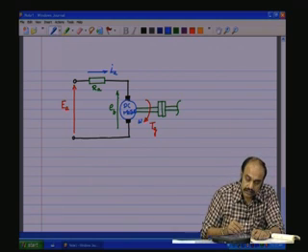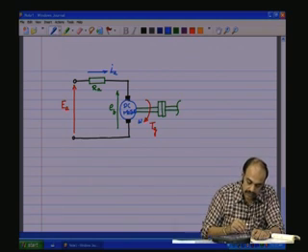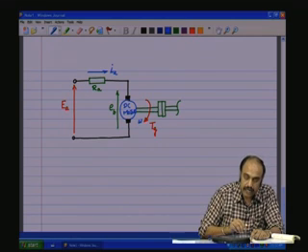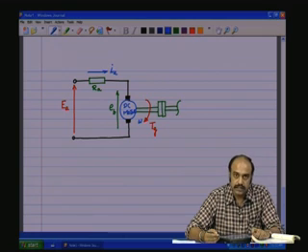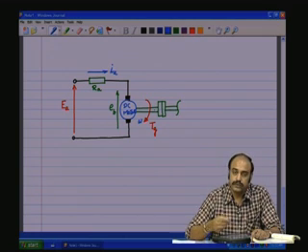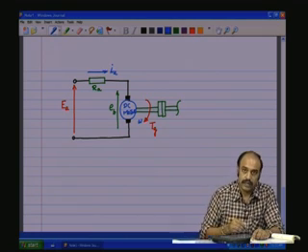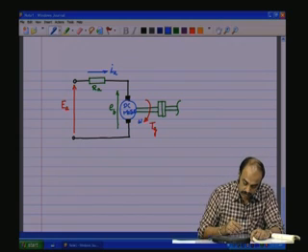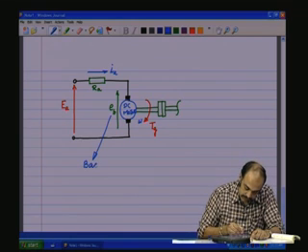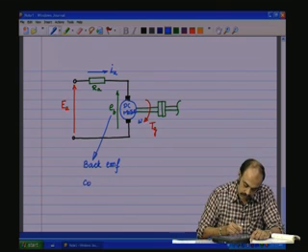And reduction in the EMF here means that there is greater drop across RA, which will force a higher current, which will try to increase the power which is fed to the machine and thereby make it rotate at a higher speed, bring it back to a higher speed. This EMF is called the back EMF, or also called the counter EMF.